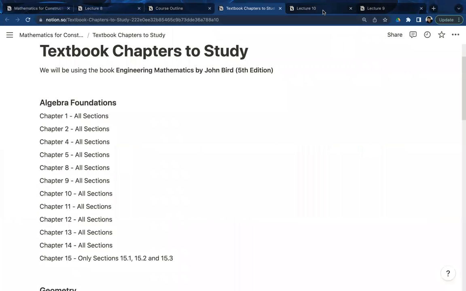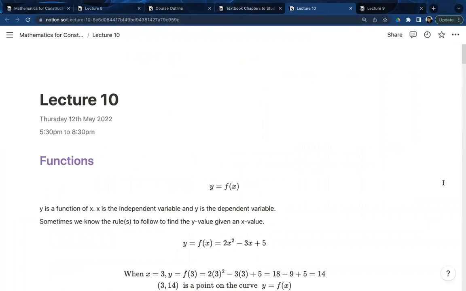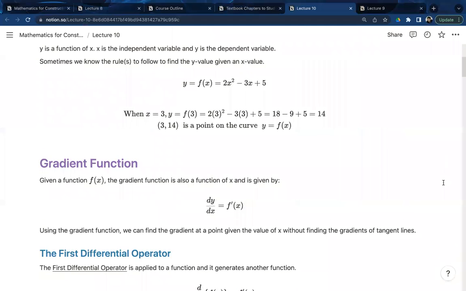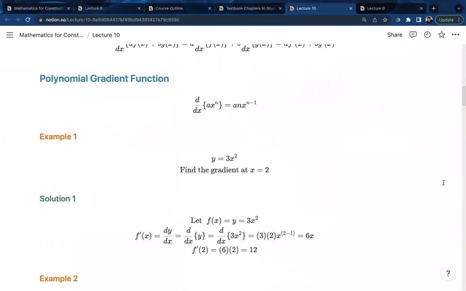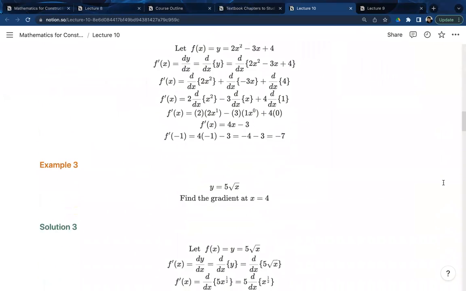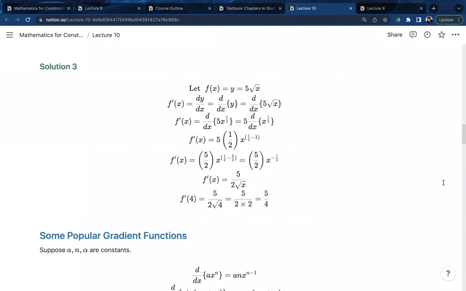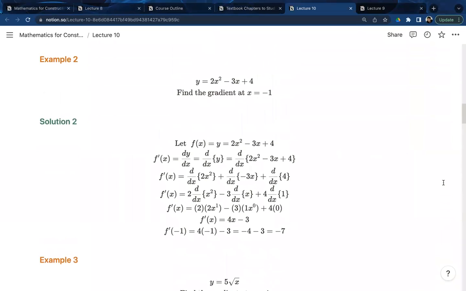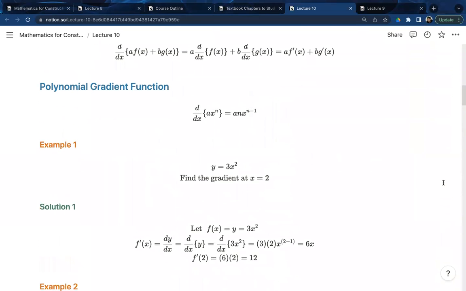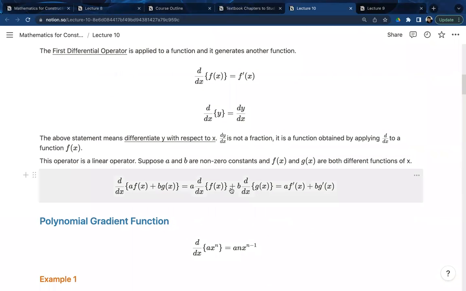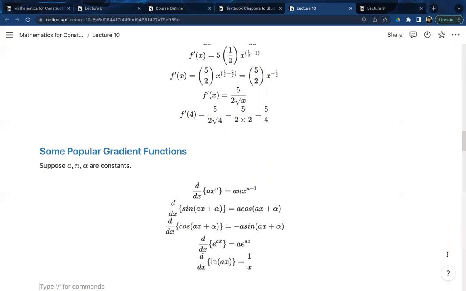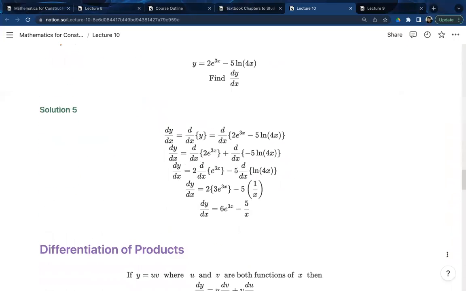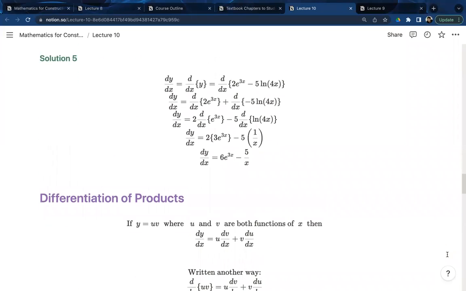So there you go. That's it for the lecture today. We did the notation for differential calculus, what the differential operator is, what the gradient function is, how to find the gradient function of common functions: polynomial, sine, cosine, exponential, logs. It is a linear operator, so it distributes across addition and subtraction. And when you have a number in front of the function, a coefficient, you just pull out the number on the outside, right?